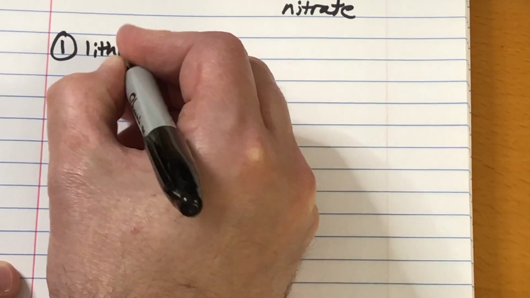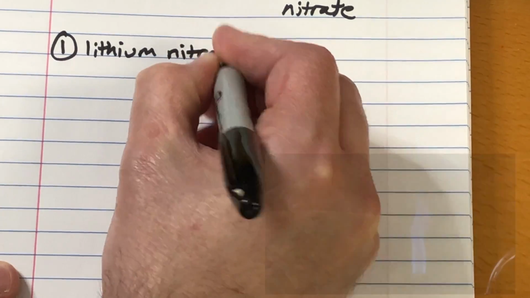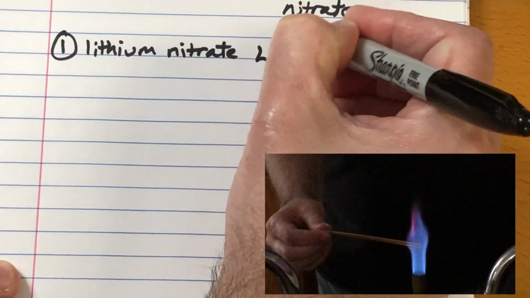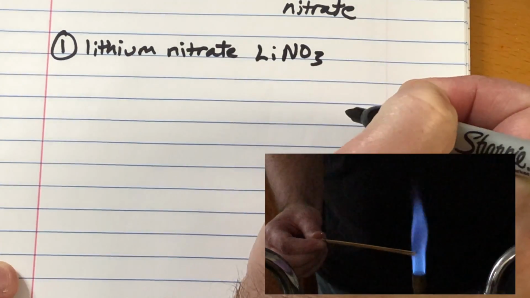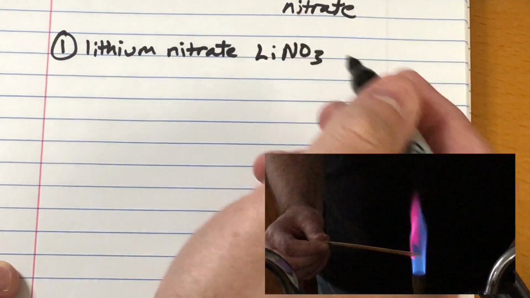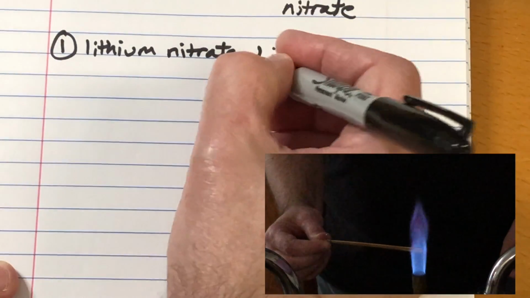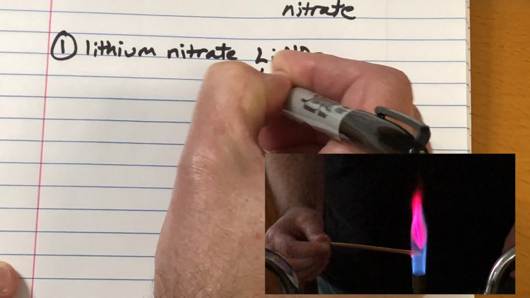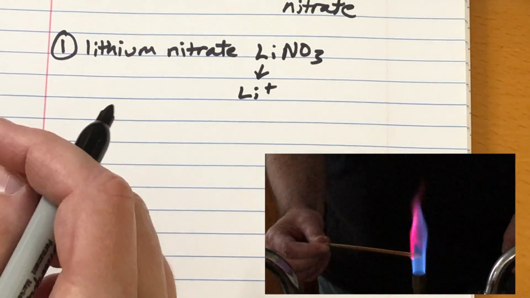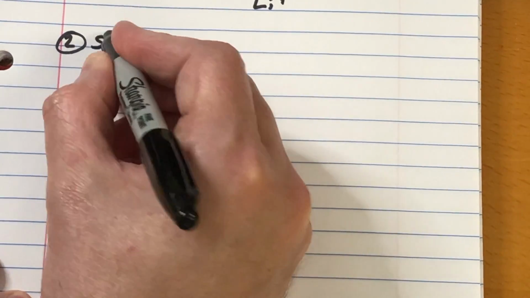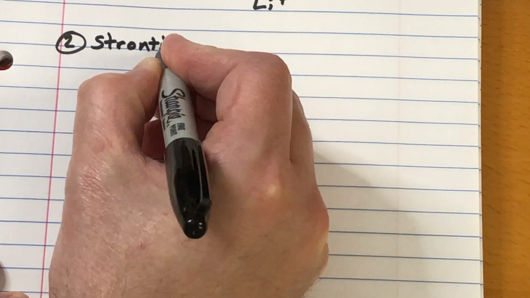Now, the first solution that you will see being used in this experiment is something called lithium nitrate. So lithium nitrate has the chemical formula LiNO3. Nitrate has a -1 charge. Lithium has a +1 charge. So the nitrate combines with the lithium, and you get something that dissolves. Now, the lithium part here is the important part. This is the part that you will see in action when we put the solution in the Bunsen burner.